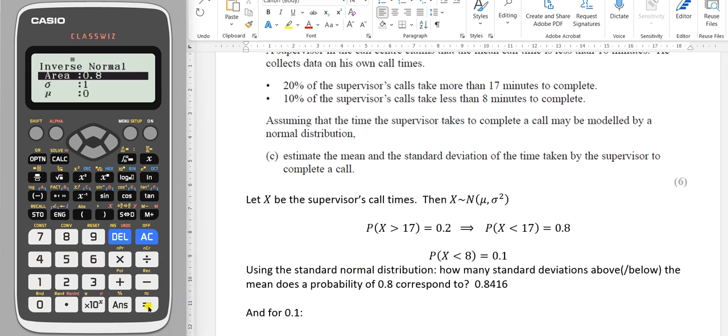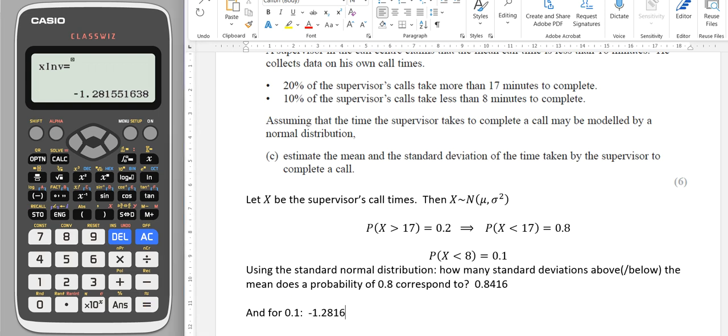And for the 0.1, it's very quick. We go back by pressing equals, we change the probability to 0.1, and we get a new value. This is negative 1.2816.